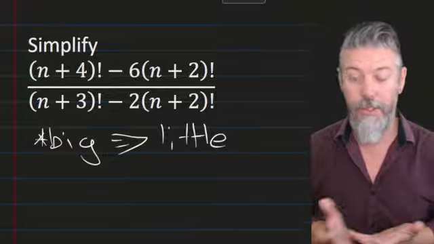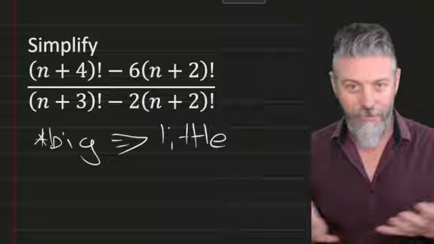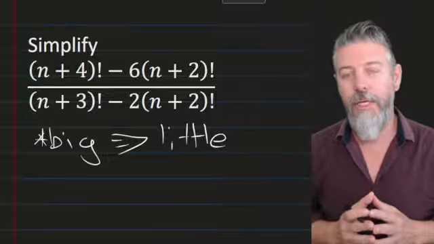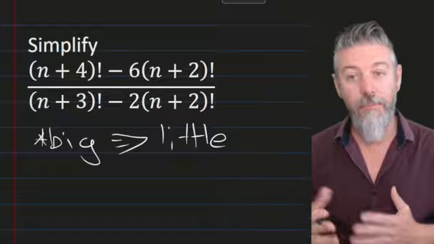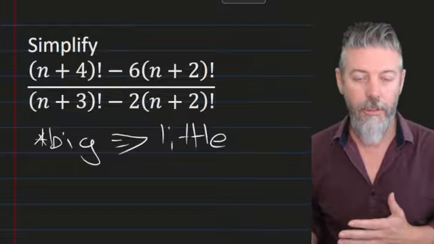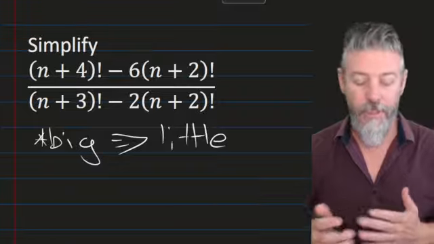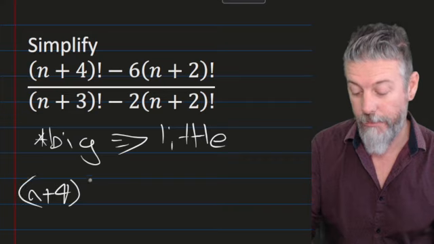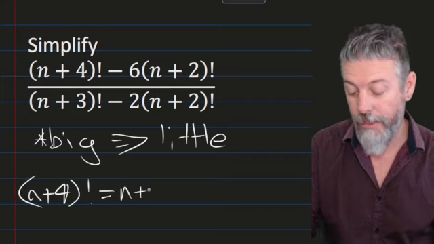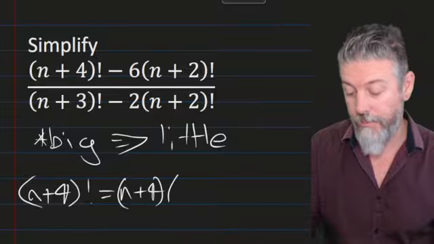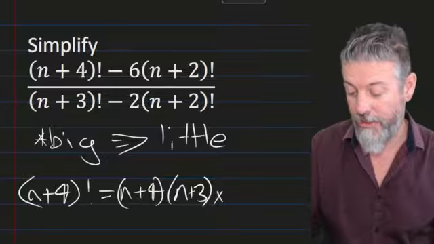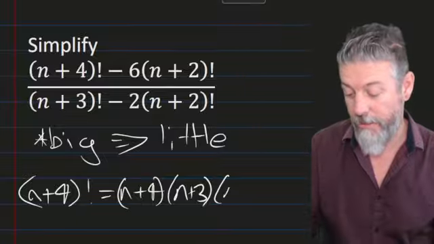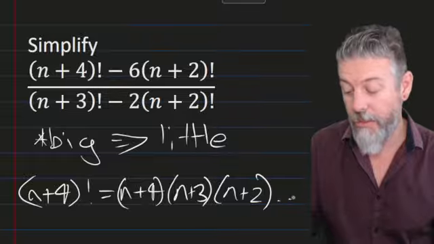So let's look at this question. What's the big one and what's the little one? So n plus 4 factorial is bigger than n plus 2 factorial because n plus 4 factorial would be, well, actually, let's write it out so we can have a good look at that. So n plus 4 factorial is n plus 4 times n plus 3 times n plus 2. Actually, I don't need to write that times n plus 2. And then it keeps going.